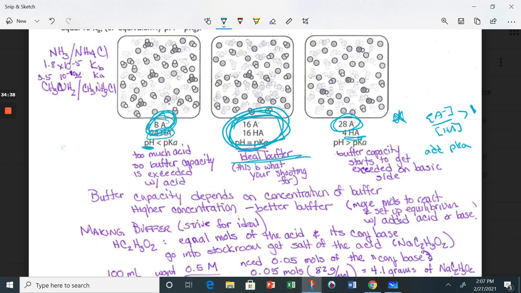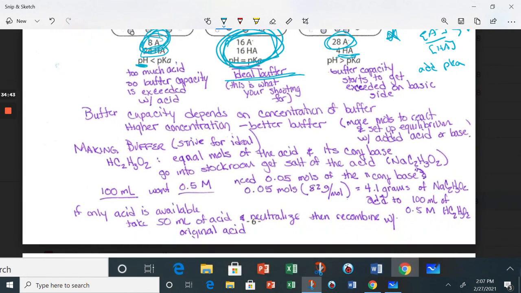All right. Now, this is really important: the higher amounts you have of both of them, the more concentration of your acid and its conjugate base, or its base and its conjugate acid, because you can do it for a base buffer, the better it buffers. Okay, the more stuff can be added in, and the more it can interact with it and reestablish the equilibrium. So you always strive for ideal, and that is by having equal moles of acid and the conjugate base, or equal moles of base and the conjugate acid.